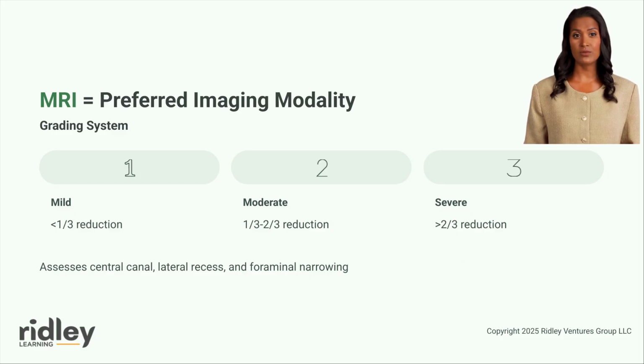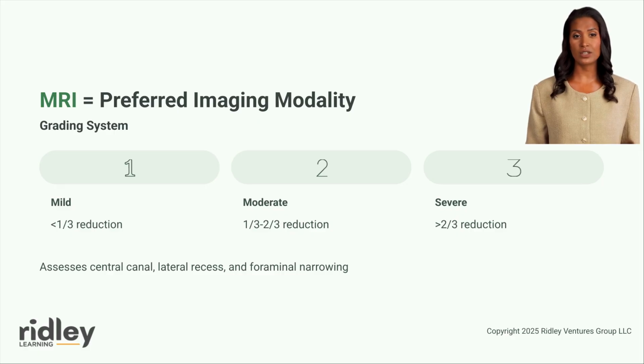Magnetic resonance imaging represents the preferred imaging modality for evaluation of lumbar spinal stenosis, providing detailed visualization of soft tissue structures including neural elements, intervertebral discs, and ligaments without ionizing radiation. MRI assessment evaluates central canal dimensions, lateral recess patency, and foraminal narrowing at each lumbar level. The degree of central canal stenosis is commonly graded based on the percentage reduction in cross-sectional area or the relationship between cerebrospinal fluid and neural elements.